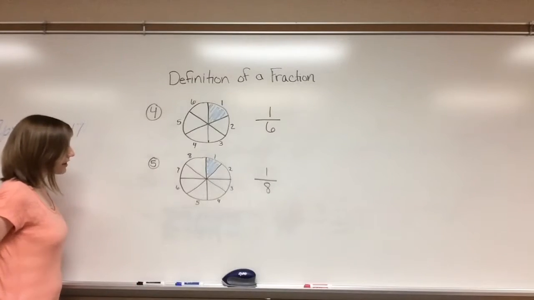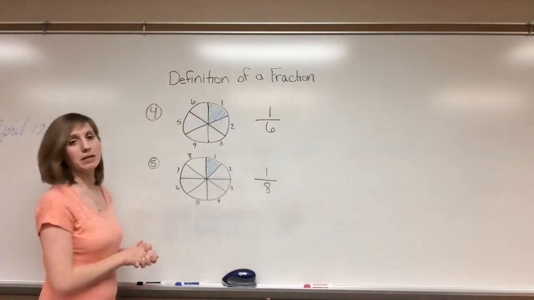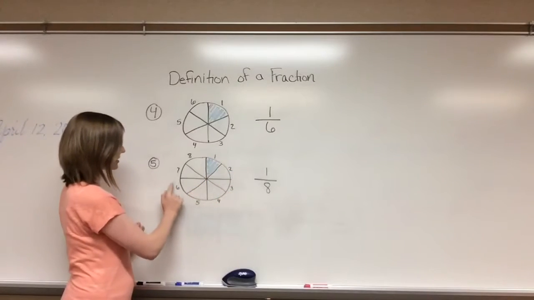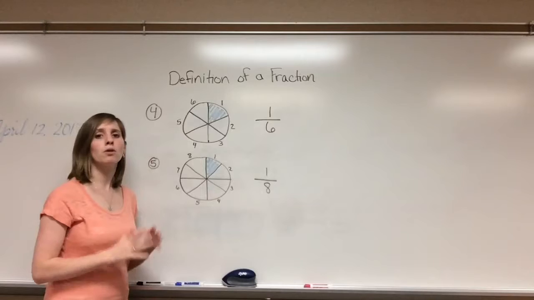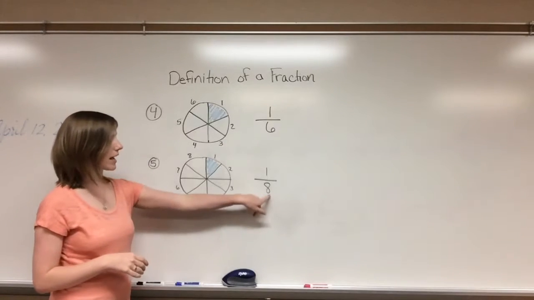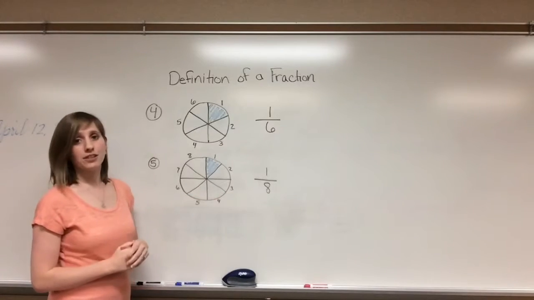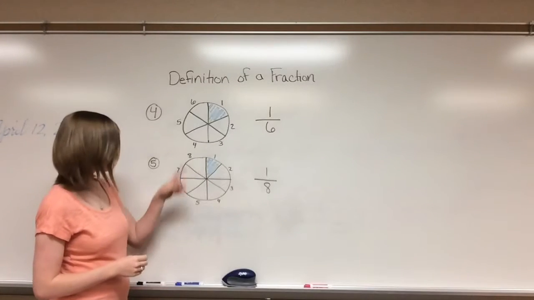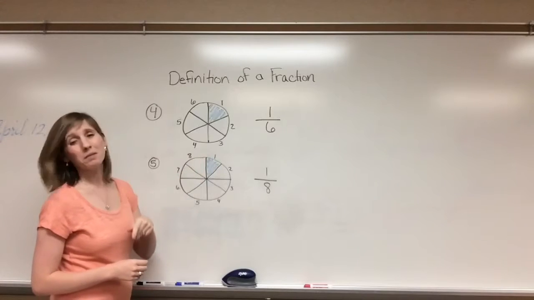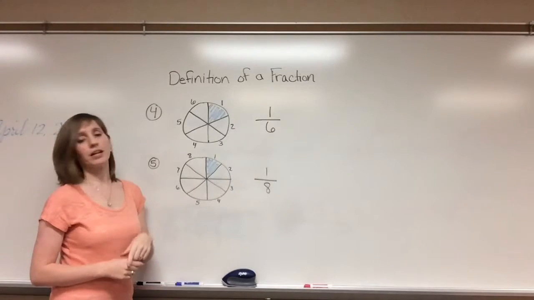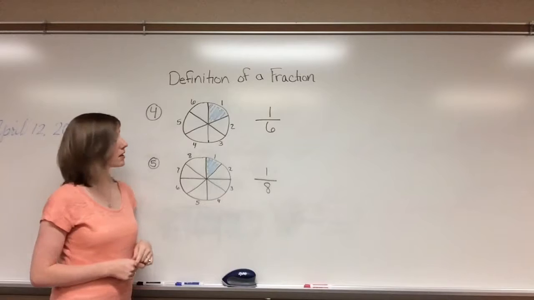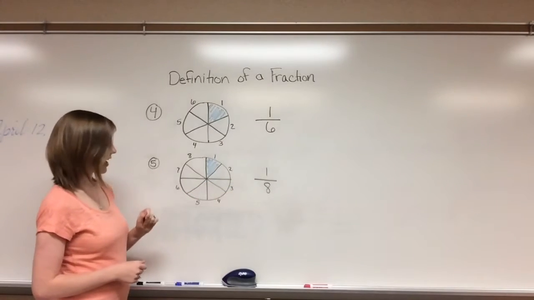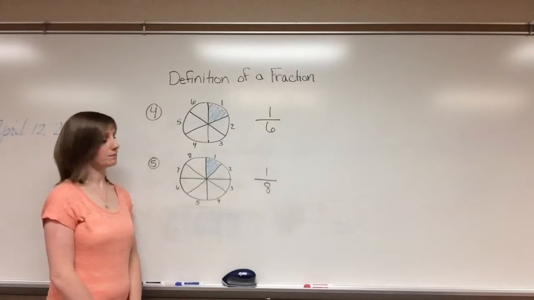For problem number 5, the first thing I did again was count how many pieces there are total. So 1, 2, 3, 4, 5, 6, 7, 8 pieces total would make the whole circle. So 8 is my denominator. After that, I counted how many shaded pieces there were. So looking at our picture, there's only 1 piece that is shaded. So my numerator is 1, that's the part. So there's 1 out of the 8 pieces shaded for problem number 5, which would be 1/8.